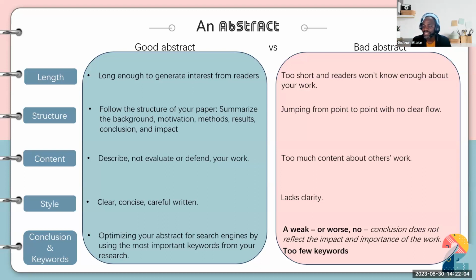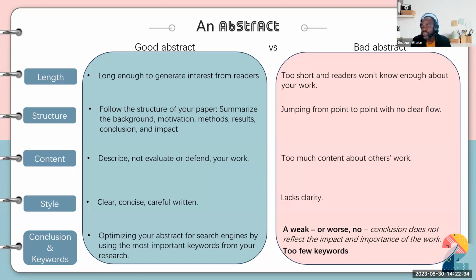So another is the conclusion and your keywords. If you optimize your abstract for search engines, the one thing there is you have to use the right keywords, because if somebody searches for your work, the first thing that helps them get to your work is your keywords. So you have to use the right keywords to optimize your abstract for search engines. So SEO, search engine optimization, right?